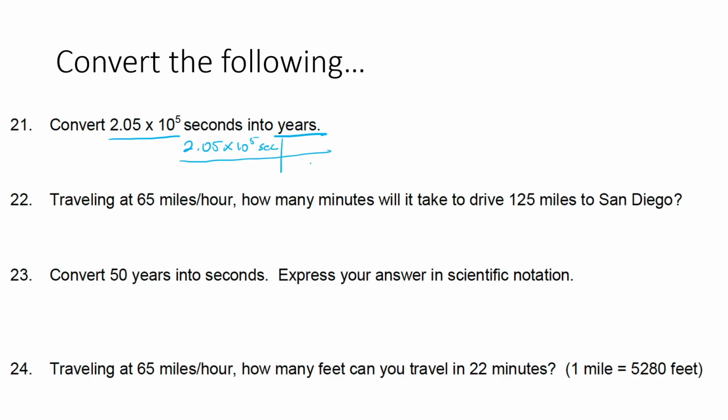Okay. Then we say for every 1 minute, there is 60 seconds. And then for every 1 hour, there's 60 minutes. And then for every 1 day, there's 24 hours. Oops, not 25. 24 hours. And then for every 1 year, there are 365 days.